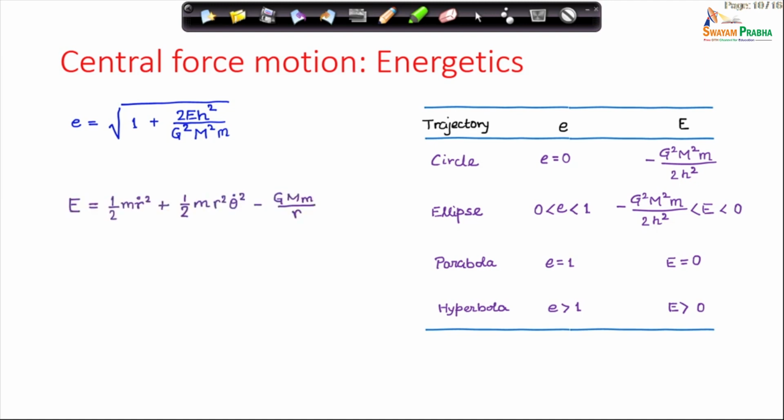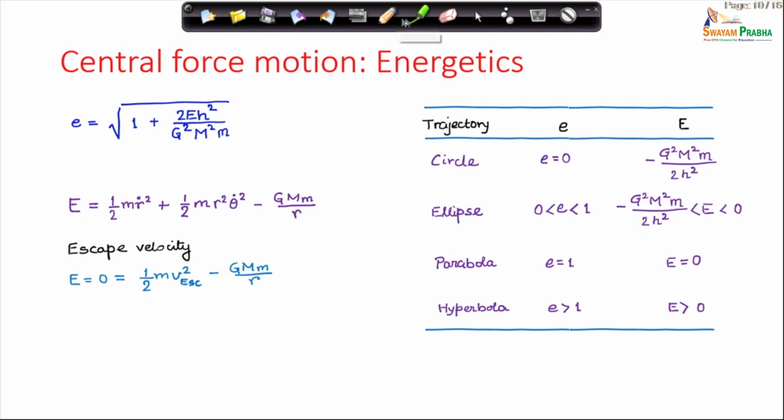So, this is our general expression of the energy. From here we can now calculate what is escape velocity. So, when will the particle escape? At least its total energy must be 0. Therefore, if I put the total energy as 0, then I can get the escape velocity.